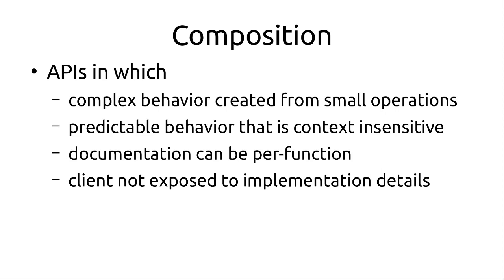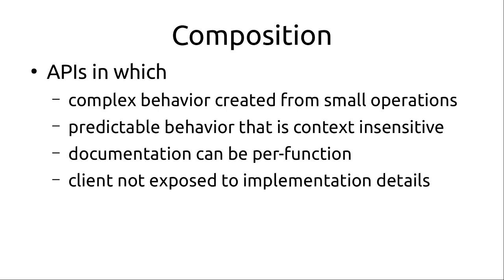We also want predictable behavior that's context insensitive. Context insensitive means it doesn't really matter as much which of the other functions have been called before or after it, right? Now, of course, if two functions by their semantics modify the same data, then they still compose if they're called one after the other, because that's what they are supposed to do, right? So composition is usually with respect to their intended behavior.